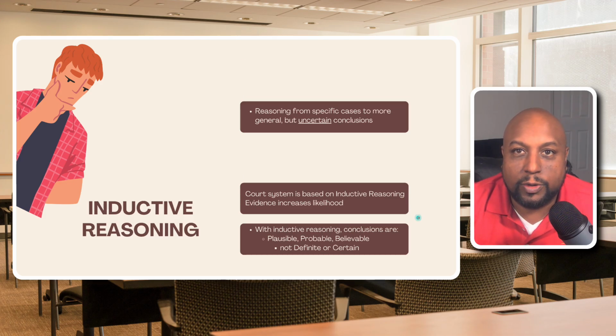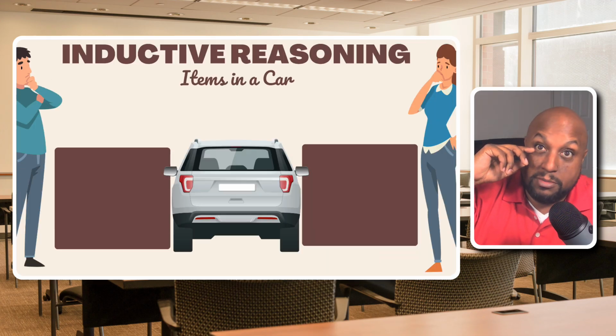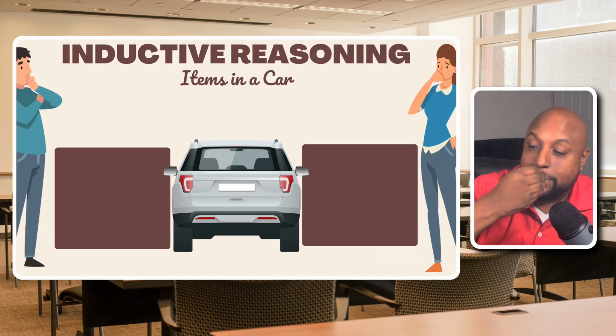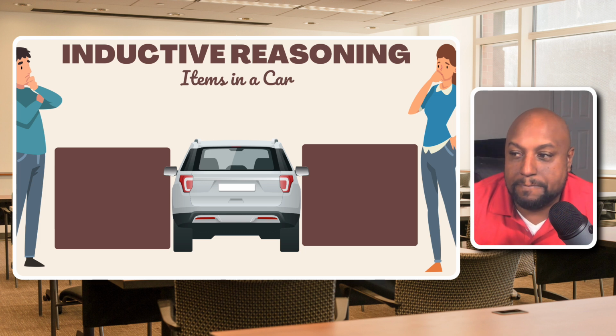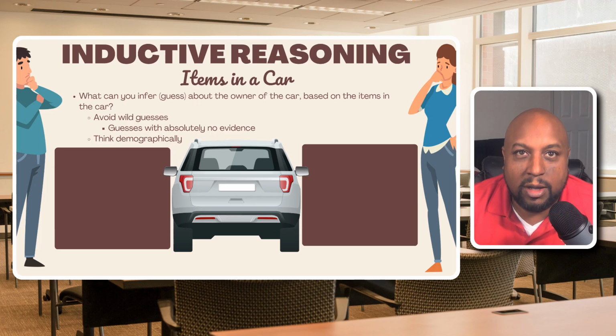I want to do a quick exercise. I just have to talk through it, but just think through this with me, this sort of process of inductive reasoning. Let's just say we saw a car and there was stuff in the car, and we're trying to figure out who the owner of the car is. Okay, so this is how it would work. What could you infer, or what could you guess? What opinion could you draw about the owner of the car based on the items in the car?